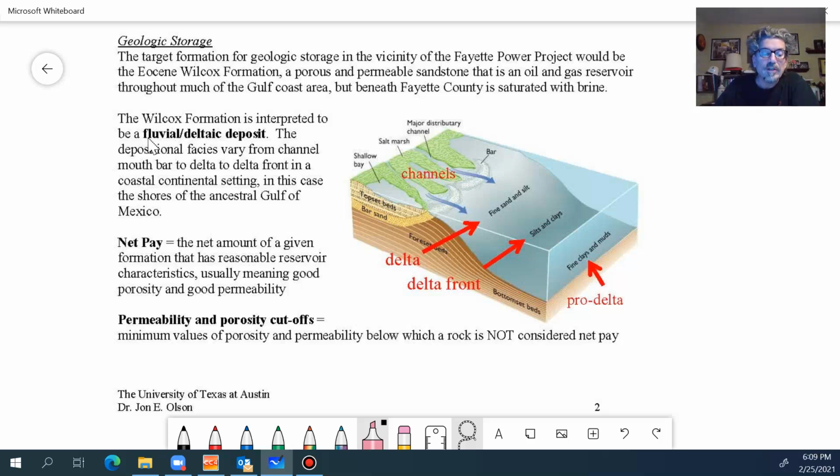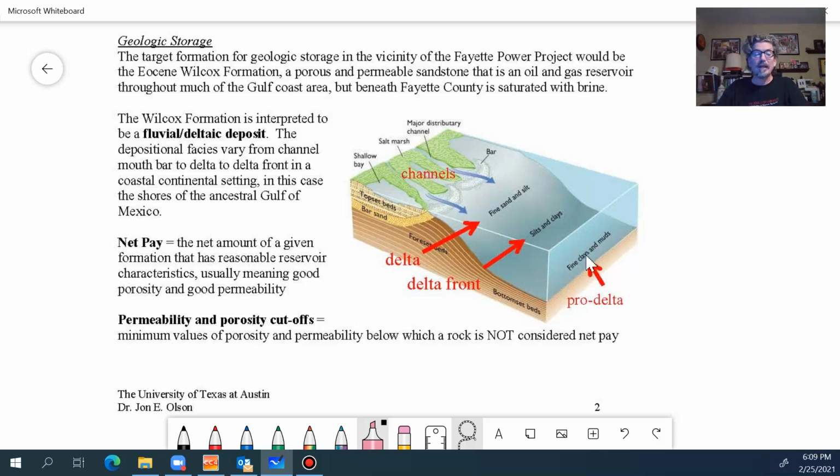And the Wilcox Formation is a fluvial deltaic deposit. So basically means it's a river and delta deposit. So here's a diagram showing a river delta system. You can see depending on where you are in the system, you have more coarse grain or more sandy units versus more fine grain or more muddy units.